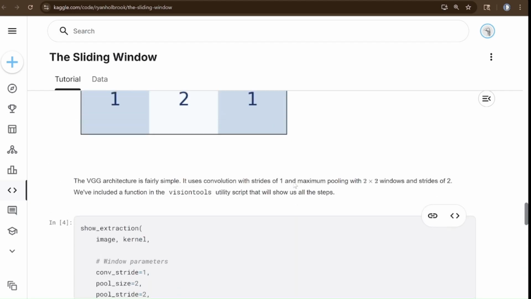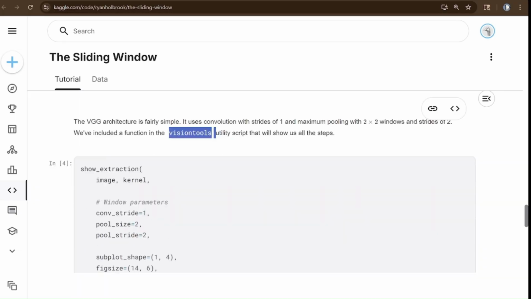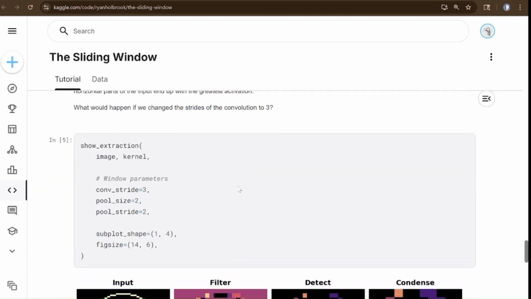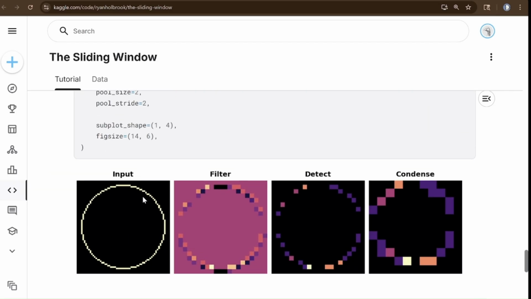Okay. And if you use these tools, vision tools, then you can see all the steps. And that works pretty well. The kernel was designed to detect horizontal lines, and we can see that in the resulting feature map, the more horizontal parts of the input end up with greatest activation. Now what would happen if we change the strides of the convolution to 3? Okay, see, we have changed the strides. Now input, this is the first step, detect, condense.